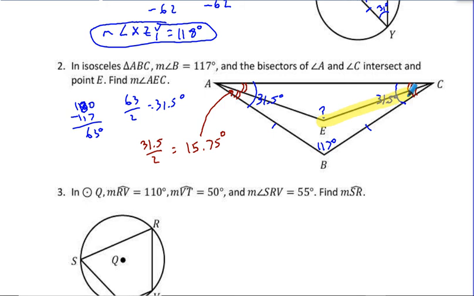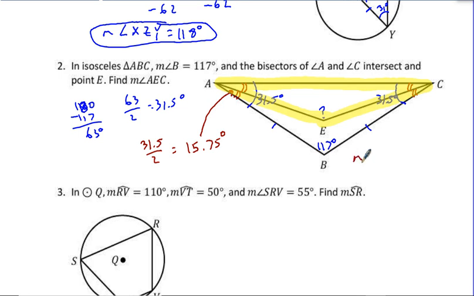This triangle is now the triangle that we are talking about, AEC. And there is a 15.75 degree angle here and a 15.75 degree angle here, which together is that 31.5.